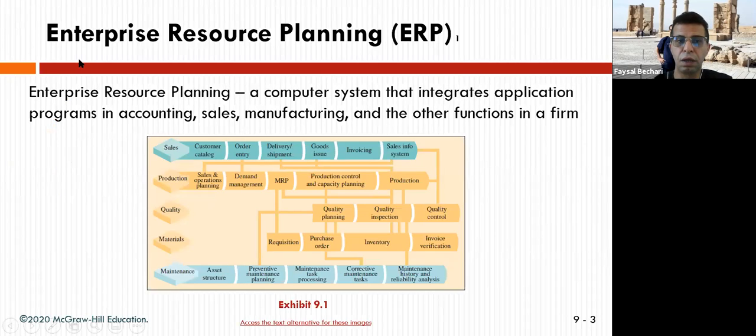So enterprise resource planning is different from MRP, or material resource planning. Enterprise resource planning is a computer system that integrates application programs in the accounting, sales, manufacturing, and other functions of firms. So what do you have in the ERP system? You have sales, production, quality. They look at material. They look at maintenance. And part of this ERP comes the MRP, the material resource planning. It can be standalone or integrated, which is the best case scenario; it has to be integrated.